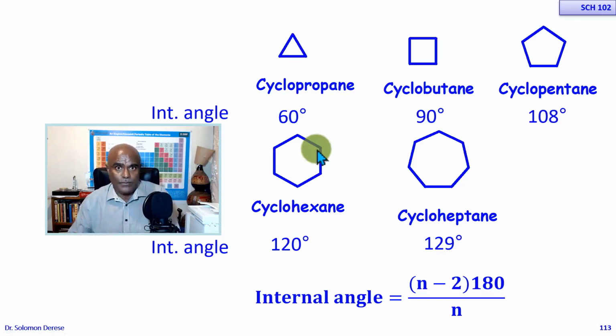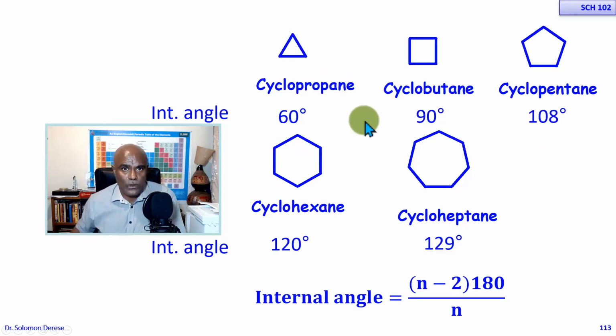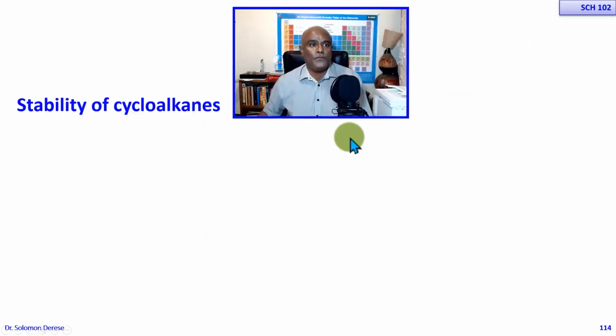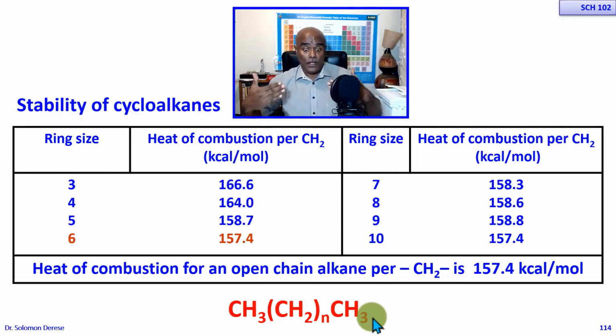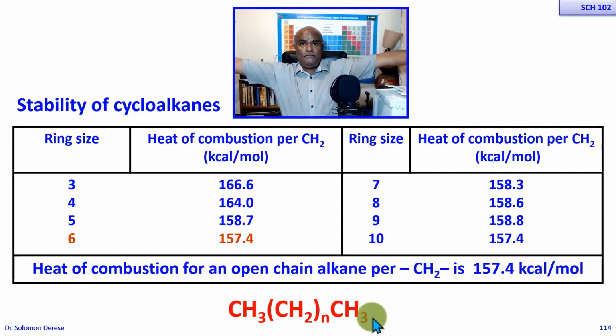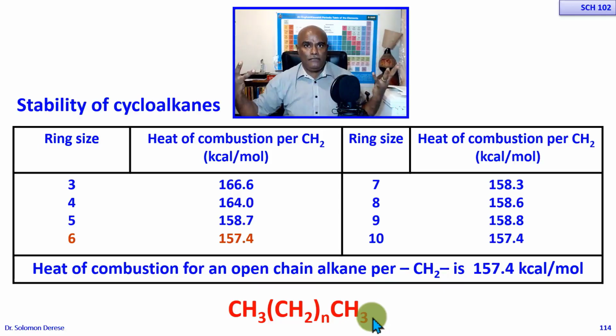So an experiment was conducted to determine the stability of cycloalkanes based on the energy contained in every CH2, and this is the finding of the result. So for your information, if you take an open chain alkane like this, that is not cyclized, as a result of the fact that it is free like this, it does not have any strain. So as a result, it is very stable.